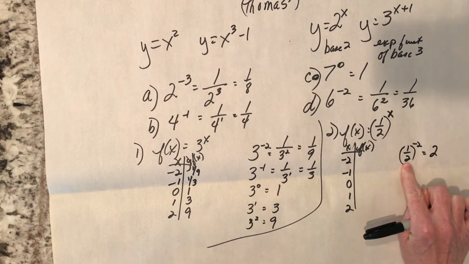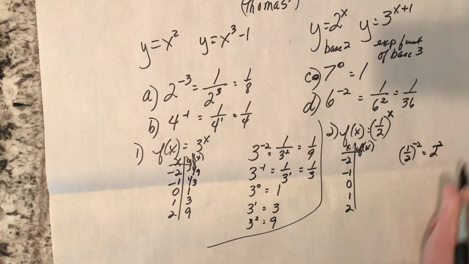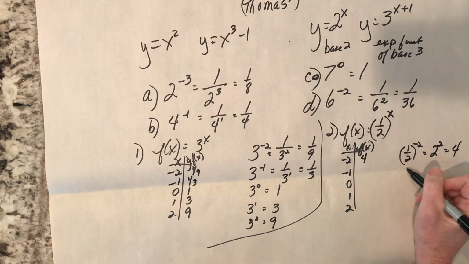He was in the denominator. Now he's in the numerator. And now this exponent will be a +2 because the negative, you've done that job. So 2 squared is 4. So there's our first point. Let's plug in the rest.